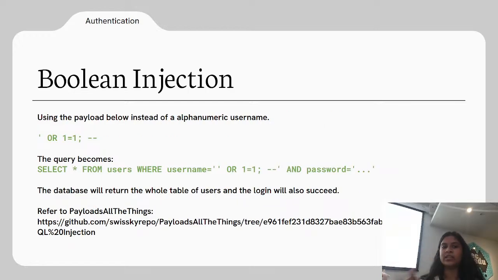And that's where SQL injection comes in. If we input this payload, the first one up there, instead of a username, the query becomes what I have up there. Inputting that will result in the database returning the whole table of users, and the login will also succeed, instead of what it should actually return, which is an error. You can refer to PayloadsAllTheThings. Specifically, the SQLi folder has a lot of good payloads for you to test out.